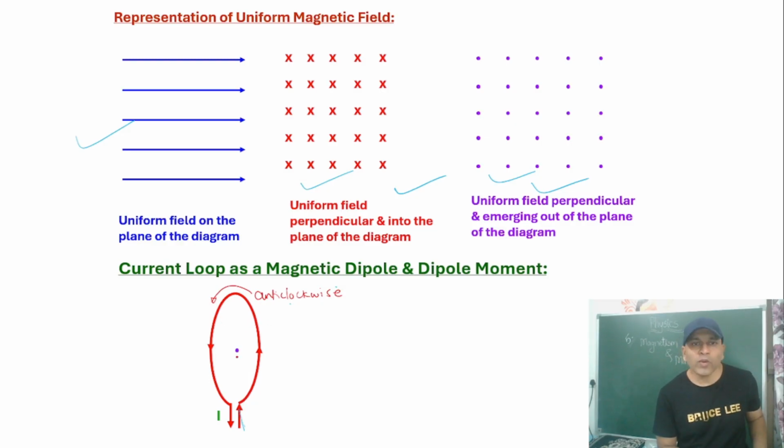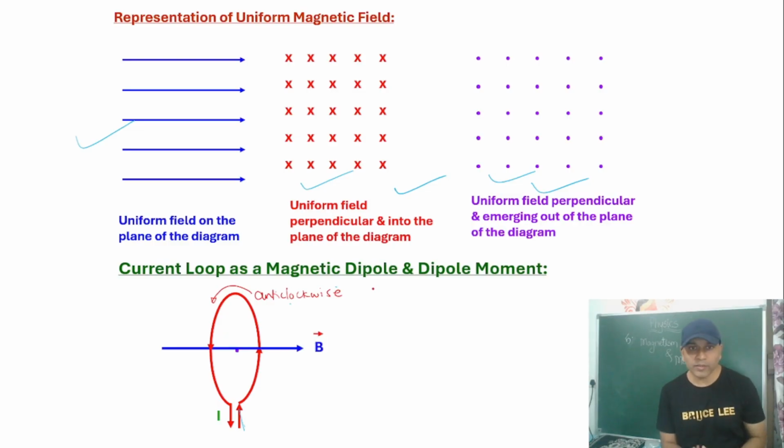So next, what happens? This is the magnetic field. Here we can see that it is mentioned: uniform field perpendicular, emerging out of the plane. So this plane in front of me, this is the plane, and out of this plane the magnetic field is coming towards me. So how will I represent it?